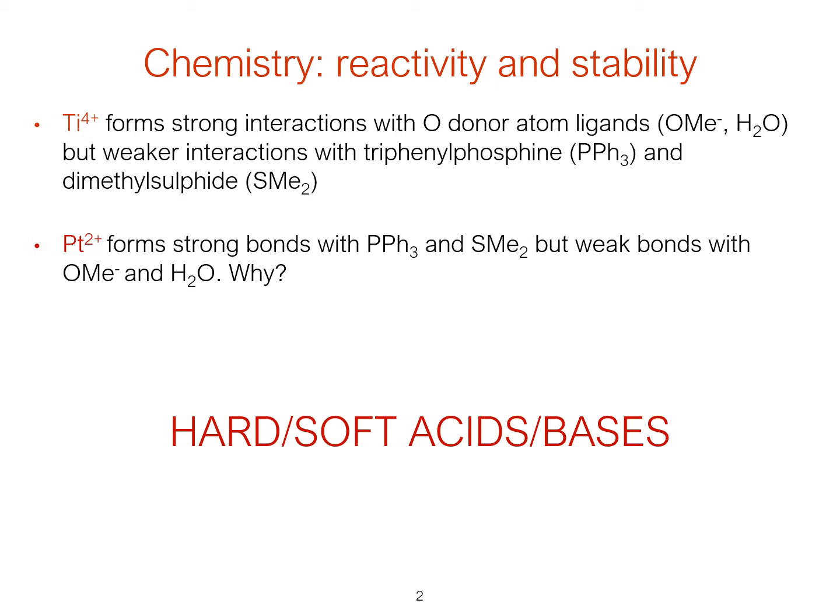And why does this happen? Why do some metals prefer to form stronger bonds with certain ligands, and other metals will form stronger bonds with a different set of ligands? And this is where hard and soft acids and bases come into it. And this indeed dictates which metals like to form bonds with which ligands, and vice versa.